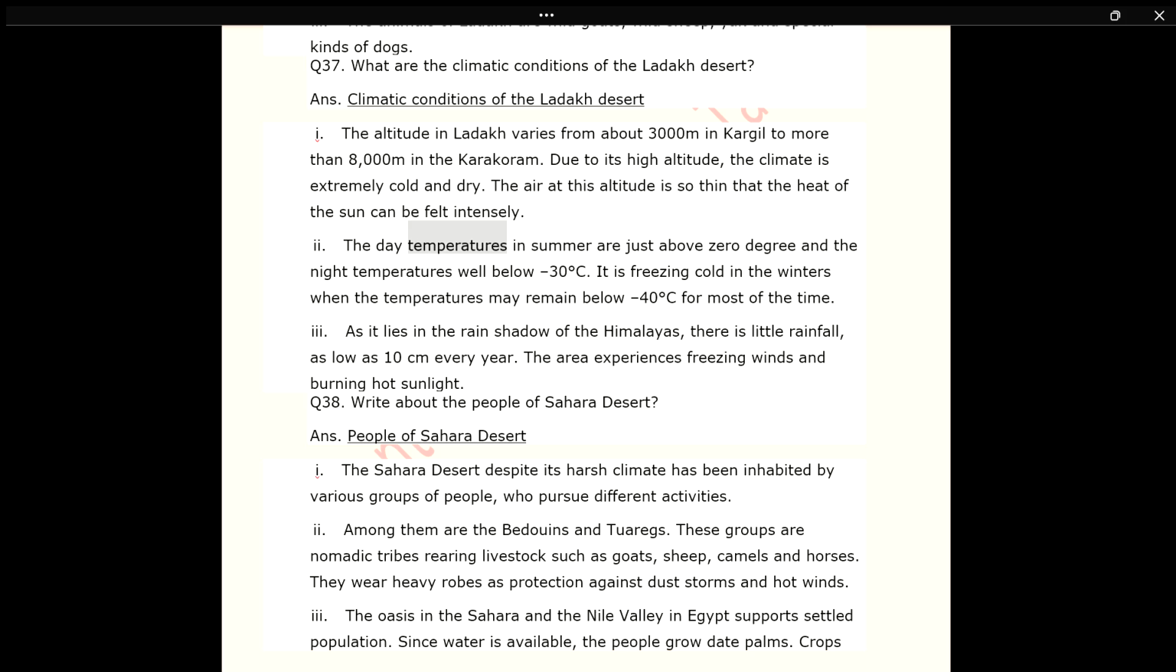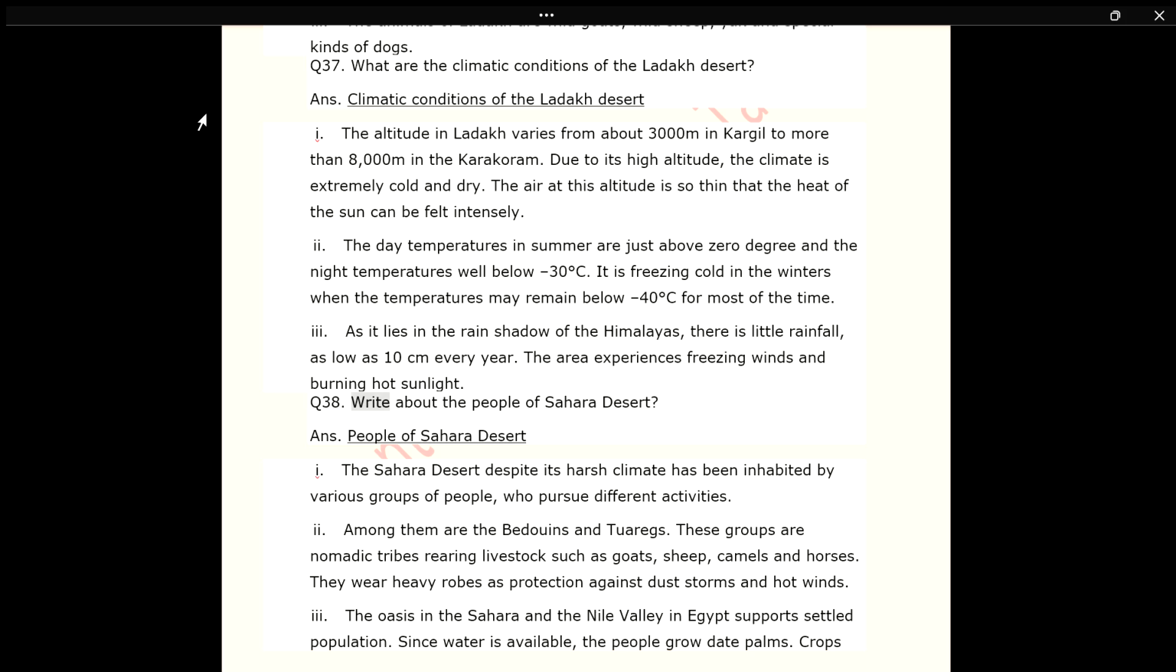2. The day temperatures in summer are just above 0 degrees and the night temperatures well below minus 30 degrees C. It is freezing cold in the winters when the temperatures may remain below minus 40 degrees C for most of the time. 3. As it lies in the rain shadow of the Himalayas, there is little rainfall, as low as 10 centimeters every year. The area experiences freezing winds and burning hot sunlight.